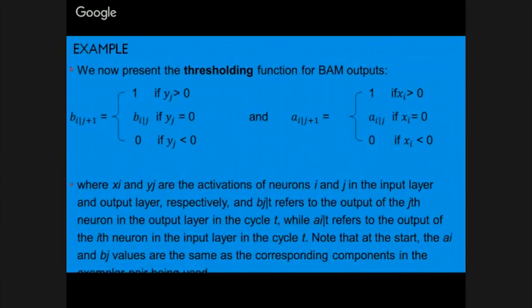So xi and yj are basically the activations of neurons i and j in the input and output layer in field A and B. And the output bj at time t refers to the output in the cycle t, and at t plus 1 it refers to the output in the cycle t plus 1.